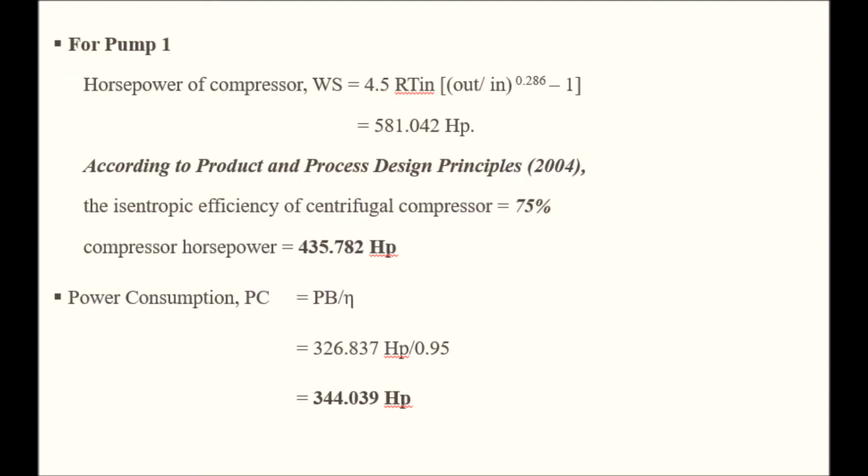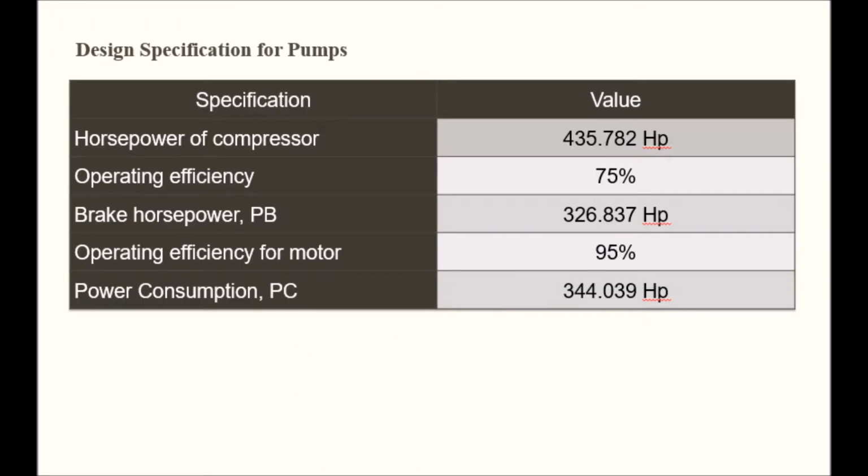For pump 1, the horsepower of the compressor, called Ws, can be calculated using this formula. According to Product and Process Design Principles 2004, the isentropic efficiency of a centrifugal compressor is equal to 75%. So the compressor horsepower is equal to 435.782 HP. The power consumption PC can be calculated using this formula. This table shows the design specification for the pump.